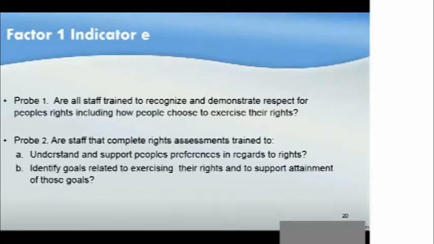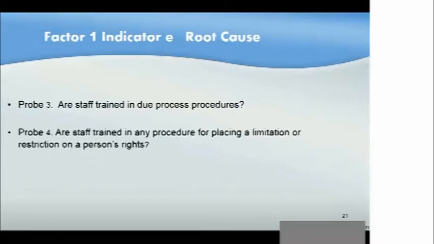Probe 1. Are all staff trained to recognize and demonstrate respect for people's rights, including how people choose to exercise their rights? Probe 2. Are staff that complete rights assessments trained to A, understand and support people's preferences in regards to rights, B, identify goals related to exercising their rights, and to support attainment of those goals? Probe 3. Are staff trained in due process procedures? Probe 4. Are staff trained in any procedure for placing a limitation or restriction on a person's rights?